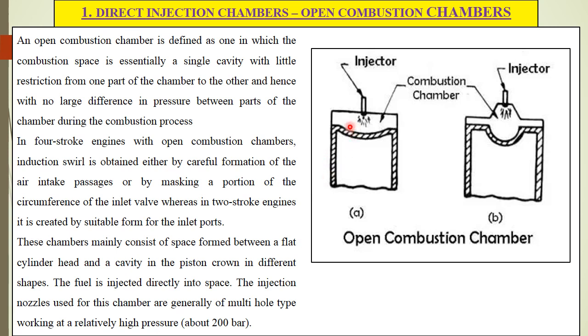Various shapes are provided in the piston crown, at the top of the piston. Here, less cavity is provided. Here, more cavity is provided. Depth is more here, depth is less there. The fuel is injected directly into this space. The injection nozzles used for these chambers are generally multi-hole type, working at relatively higher pressures, around 200. So for open combustion chambers, we require multi-hole fuel injectors or fuel nozzles. The main advantage of these chambers is minimum heat loss.